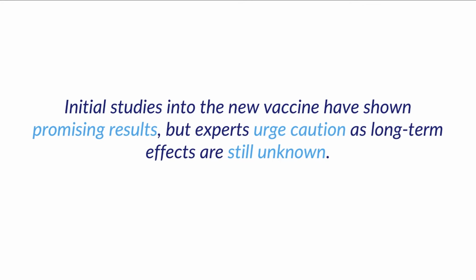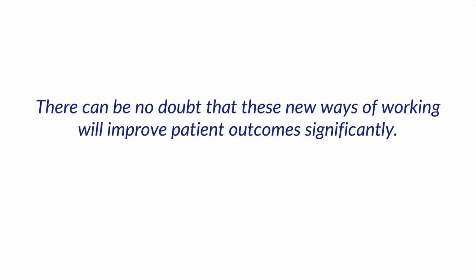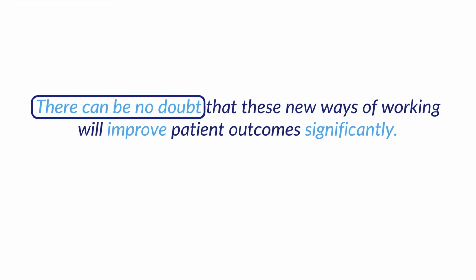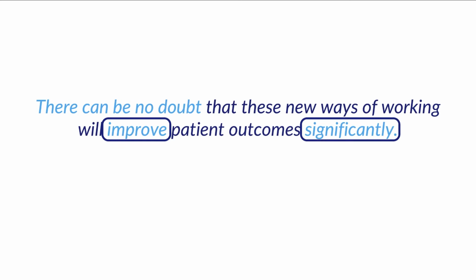Let's look at another example. There can be no doubt that these new ways of working will improve patient outcomes significantly. What is the writer's attitude and which words helped you decide? Well, as you can see, the writer said there can be no doubt, so they're expressing a strong opinion, and then they use positive words such as improve and significantly, and they're talking about improving something significantly. Therefore, they're displaying a positive attitude.